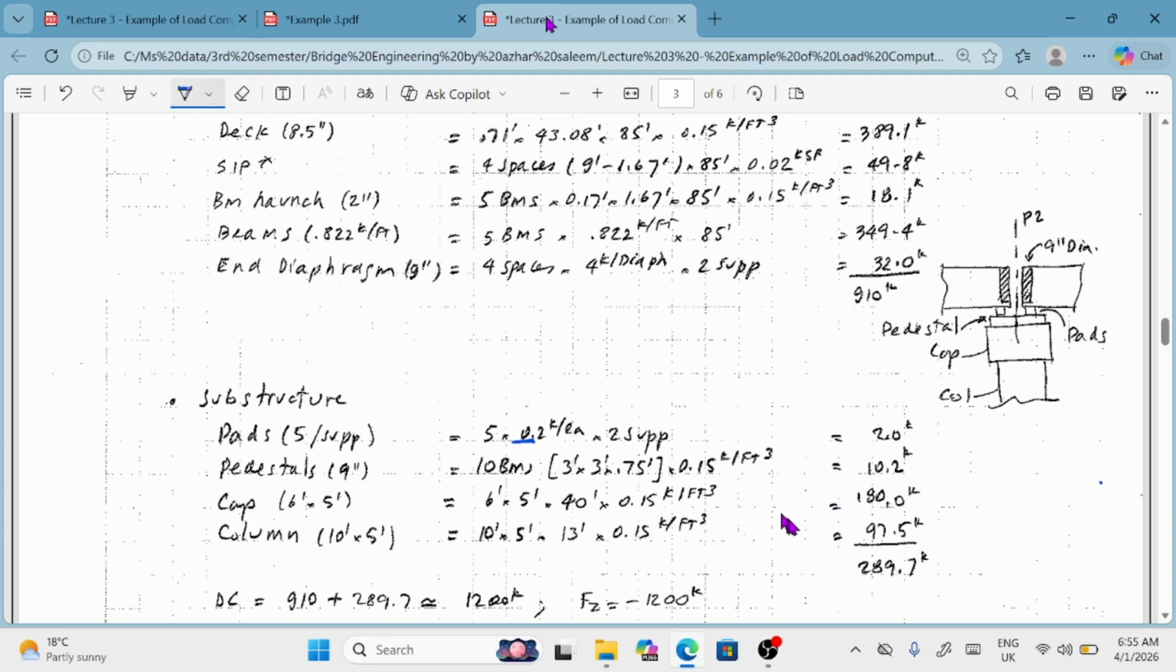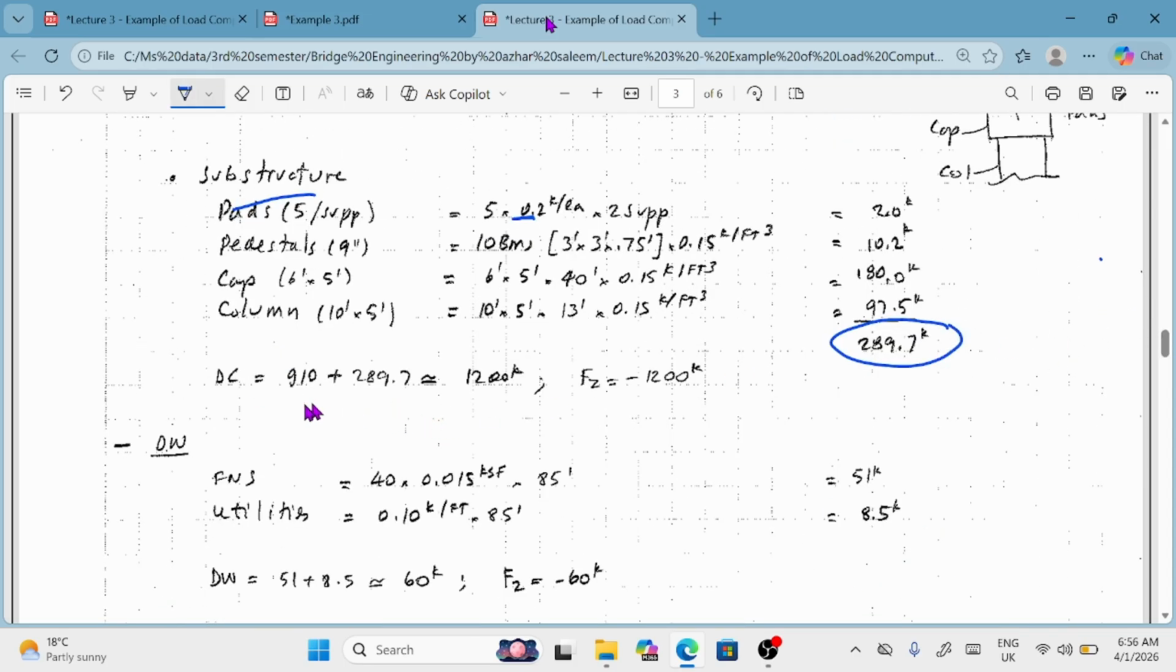289 kip load will be applied on the base of the pier from the substructure, and the total load from the superstructure applied on the pier will be 910 kips. Okay, we will add these 2 loads to compute the dead load of components. This 1200 kip is the dead load of the components of the bridge. Okay, so its reaction is negative 1200 kips.